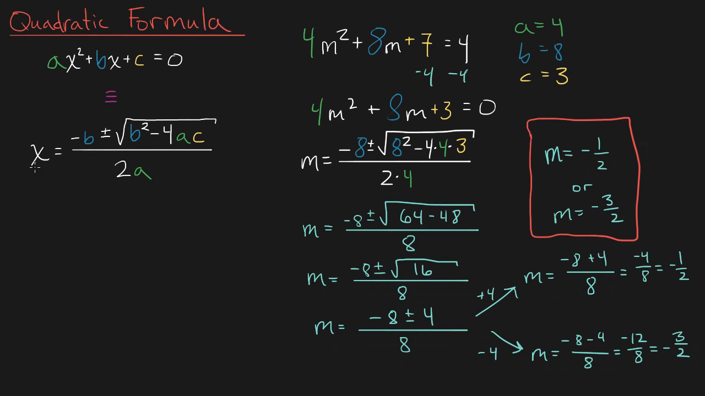So the song is, x is equal to negative b plus or minus the square root of b squared minus 4ac all over 2a. That's all I got. Quadratic formula.